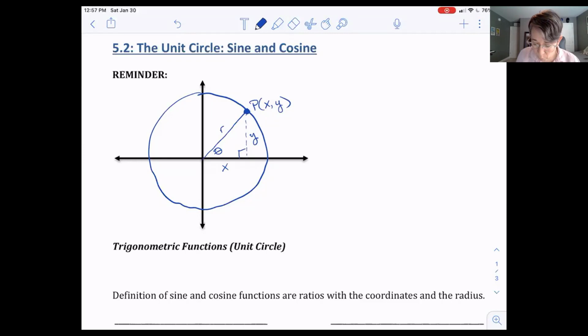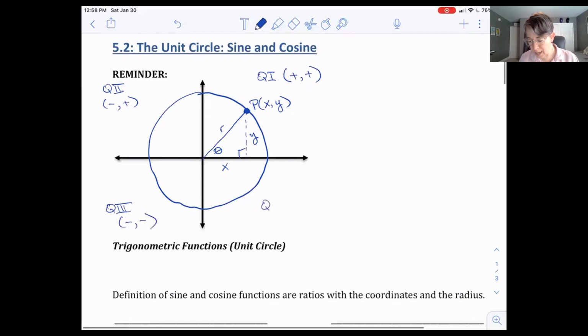A couple of other things to remember when we're over here in quadrant 1. Our x value is positive and our y value is positive. In quadrant 2, our x value is negative and our y value is positive. Quadrant 3, x value is negative, y value is negative. And then last, in quadrant 4, our x value is positive, but our y value is negative. So as we're working with the sines and cosines, knowing what quadrant an angle is in will help us to determine the signs of the values we're looking for.